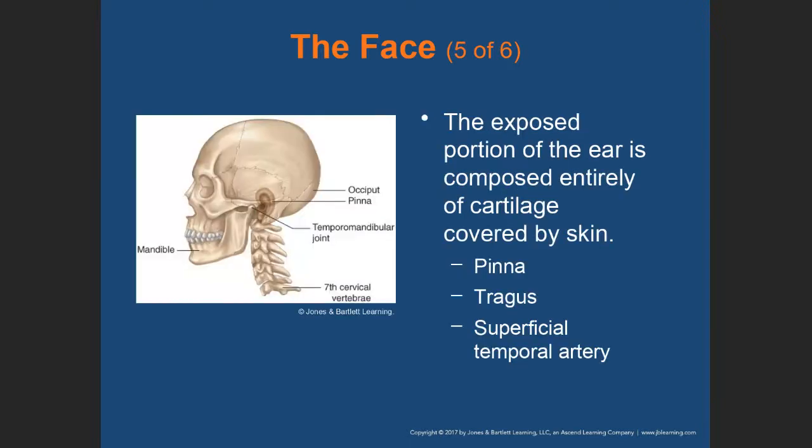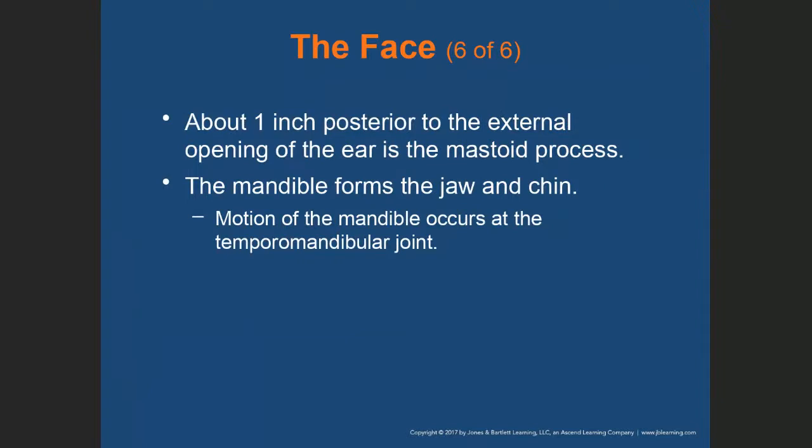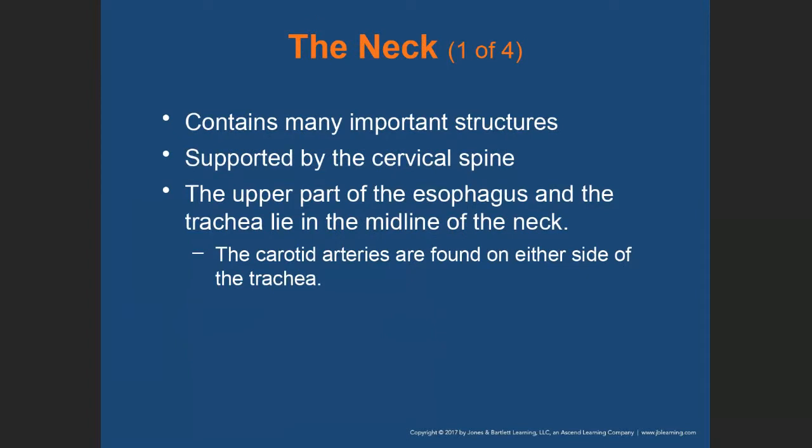The exposed portion of the ear is composed entirely of cartilage covered by skin. So you have the pinna, the tragus, and the superficial temporal arteries. About 1 inch posterior to the external opening of the ear is the mastoid process. The mandible forms the jaw and chin. Motion of the mandible occurs via the temporomandibular joint.